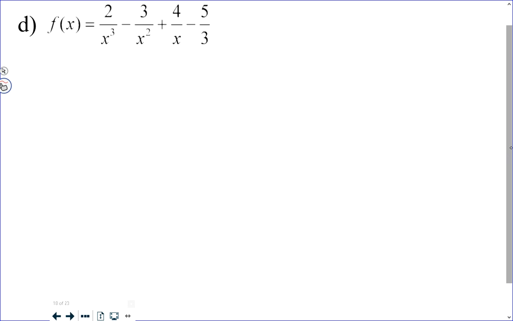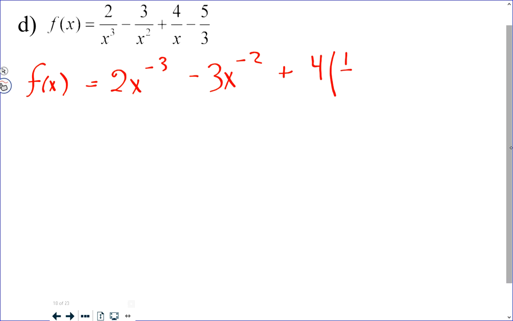All right, D. What we should do with D is rewrite these as polynomial terms. They're not actually polynomials because they have negative exponents, but you get my drift, I think. Except for the term of 4 over x, which I'm going to leave as 4 multiplied by 1 over x. Then we have minus 5/3.